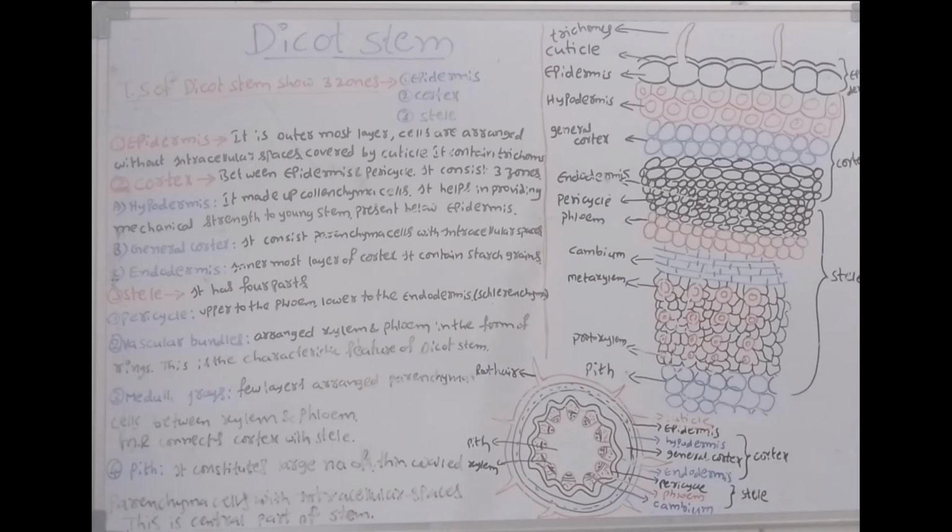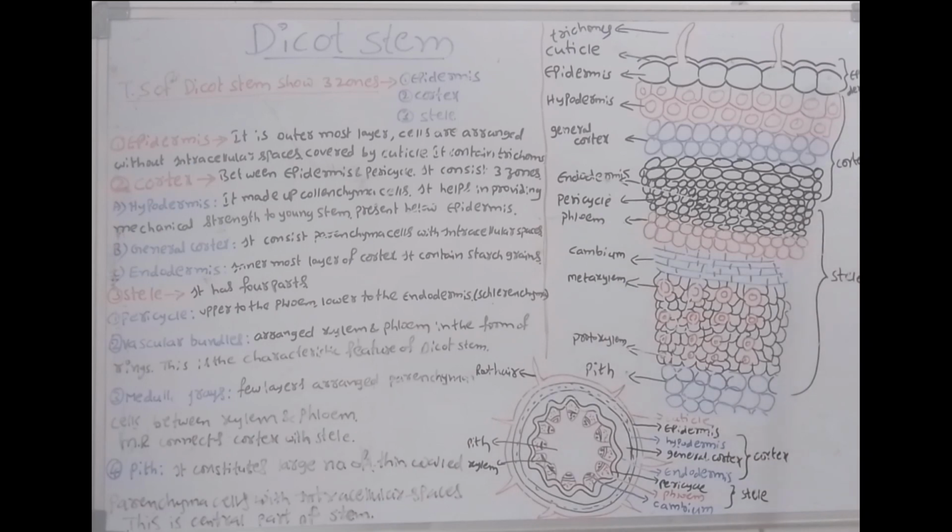This epidermis is the outermost layer and cells are arranged without intercellular spaces. Here in this epidermis intercellular spaces are absent and epidermis is covered by cuticle, and this epidermis contains trichomes and stomata there and here. This is the epidermis.